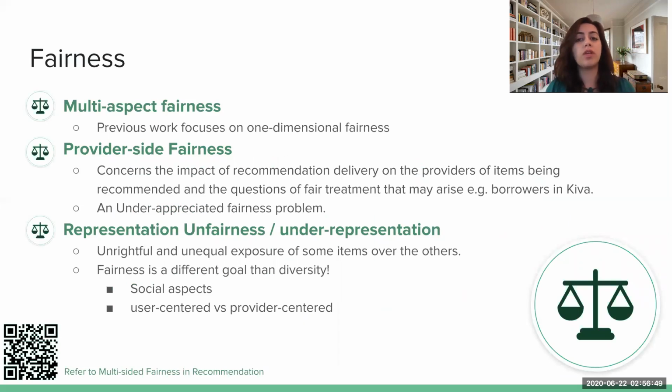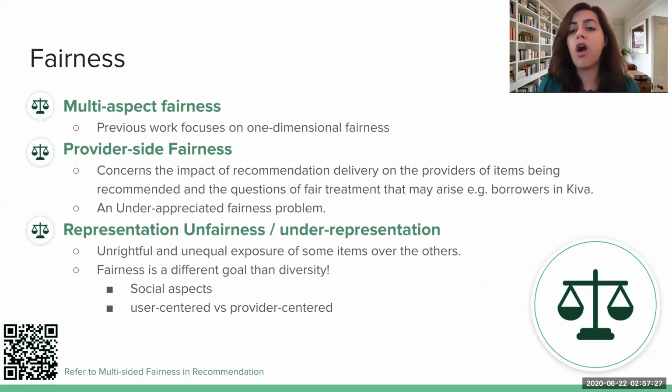Fairness is a threefold notion here. Firstly, our notion of fairness is multi-sided. In other words, we try to increase fairness across multiple sensitive attributes. Secondly, by fairness, we mean provider-side fairness, which is an underappreciated problem in recommender systems. Recommender systems are multi-stakeholder settings, and fairness can be discussed for any of the stakeholders, such as users or item providers. Provider-side fairness concerns the impact of recommendation delivery on the providers of items being recommended and fair treatment of them. In our example, item providers are borrowers.